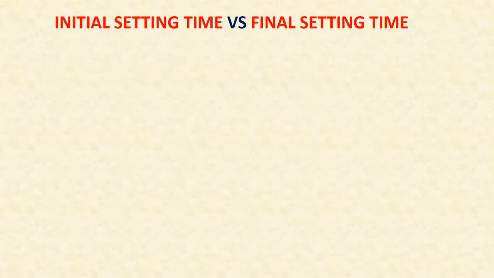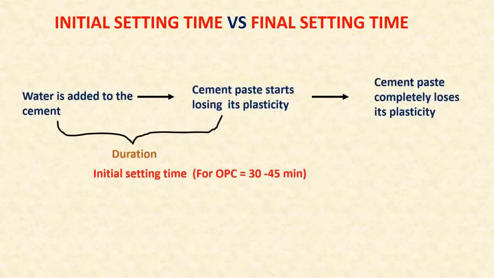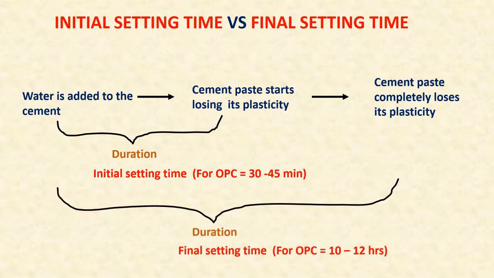Initial setting time versus final setting time. The duration between when water is added to cement and when the cement paste starts losing its plasticity is called the initial setting time. For OPC cement, ordinary Portland cement, it is 30 to 45 minutes. The duration between when water is added to the cement and when the cement paste completely loses its plasticity is called the final setting time. Normally for OPC cement it is 10 to 12 hours, half a day.